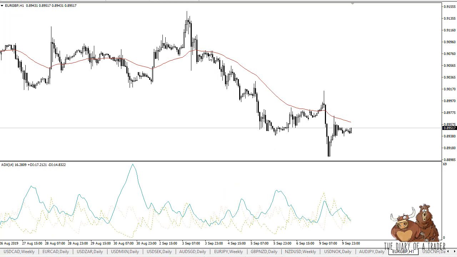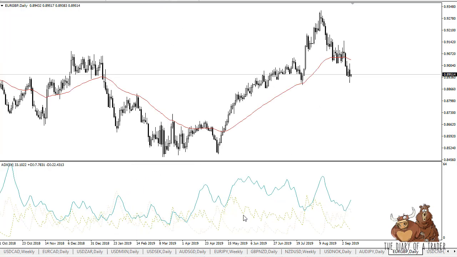So what is the ADX? It's basically a measurement of the strength of a trend. So what I mean by that is there are three lines. These get a little into the weeds, but the actual measurement line is this, the ADX. And it will tell you when a trend is strong or perhaps running out of momentum.